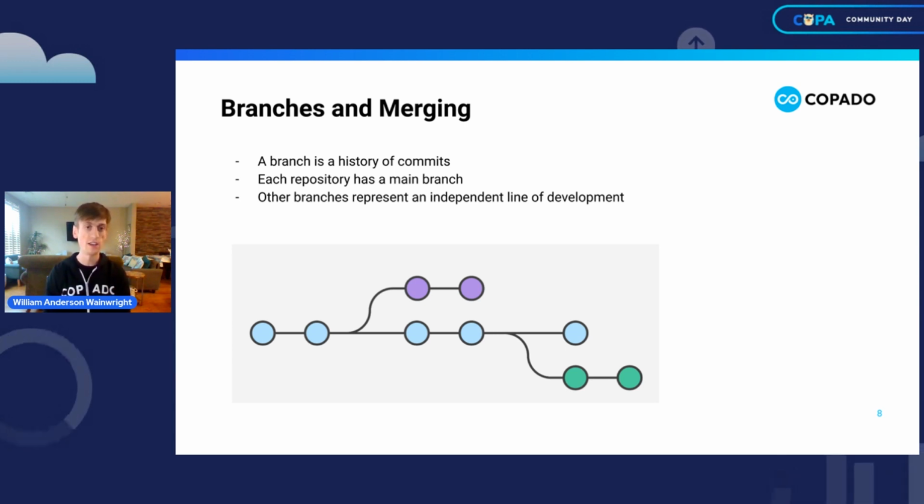So a branch is just a history of commits. It's just a string of working trees pointing to each other. Each repository has a main branch, sometimes called a master branch, sometimes called main branch, production branch. And then other branches are broken off from that main branch, and they represent an independent line of development. And so branching allows you to make changes to the code base without affecting the main code base.